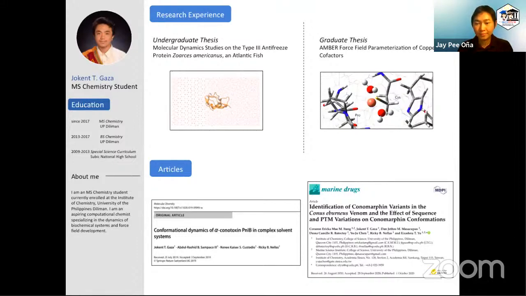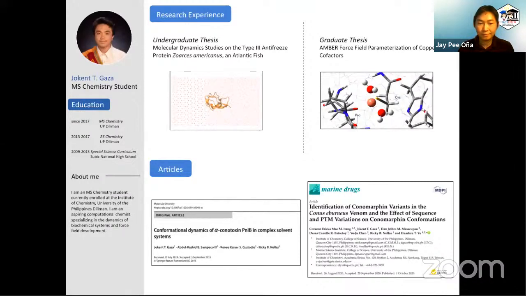So copper cofactors refer to copper ions present in some proteins. What we want to do here is to provide the parameters, or the necessary numbers, that would allow us to accurately study copper proteins using atomistic methods.